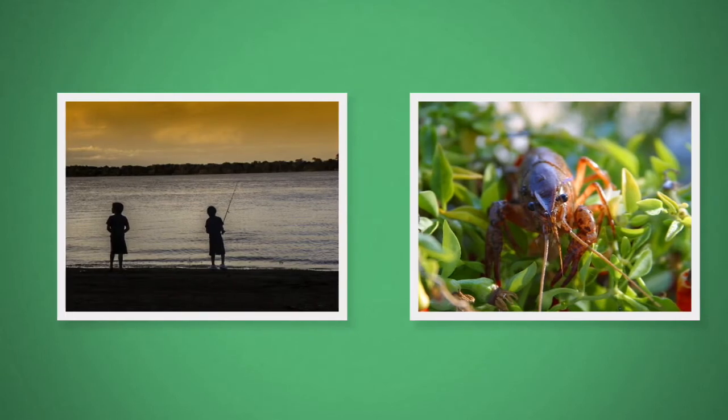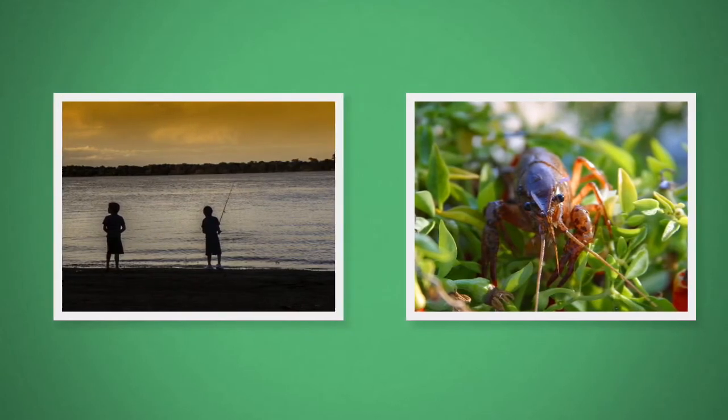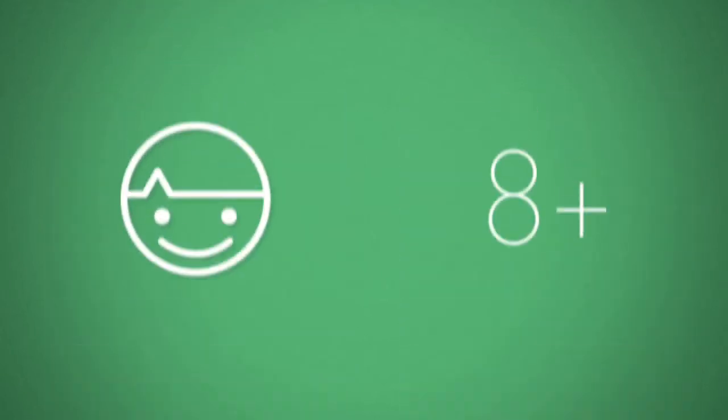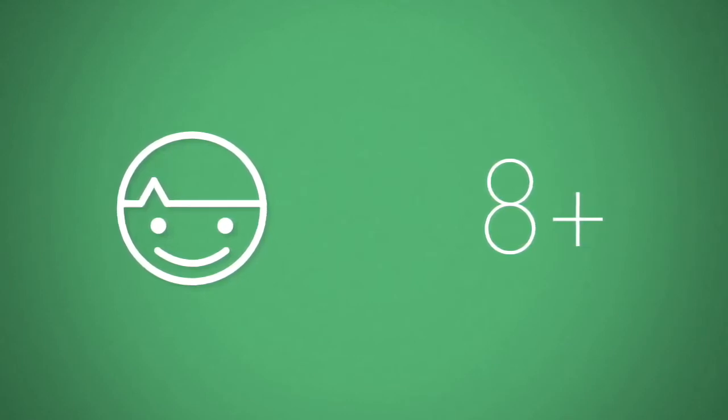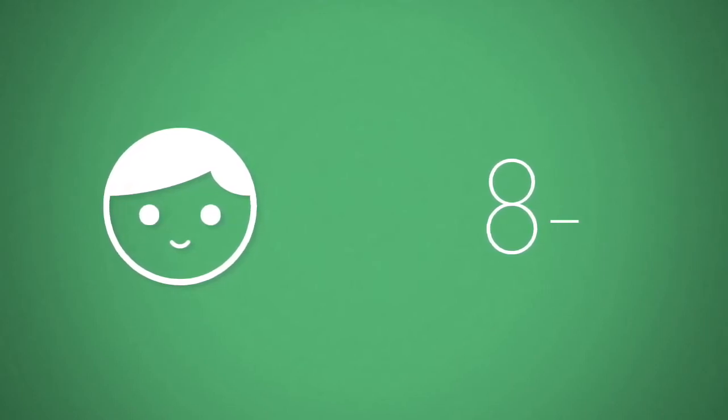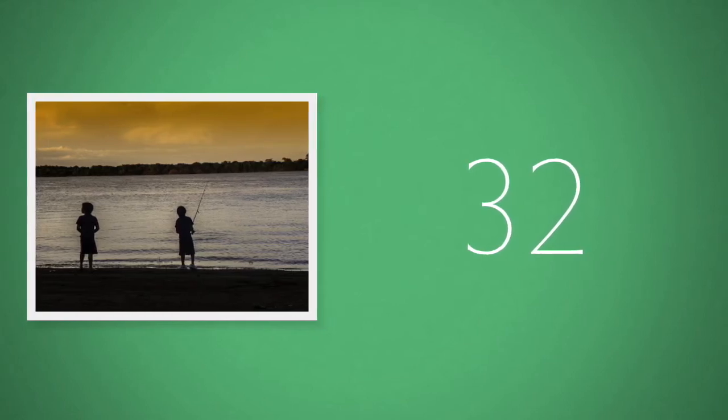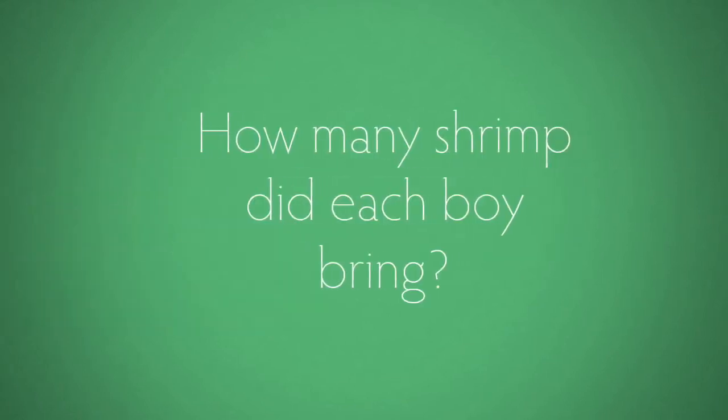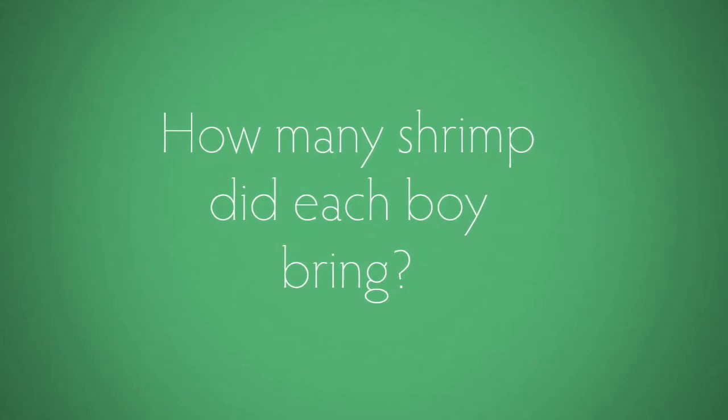Now we have 2 boys, Sammy and Caden, and they're going fishing, and they're taking shrimp as bait. We learn that Sammy has exactly 8 more shrimp than Caden, which means that Caden has exactly 8 less shrimp than Sammy. Poor kid. We're also told that the total number of shrimp that the boys are taking together is 32. And we are asked, how many shrimp did each boy take?